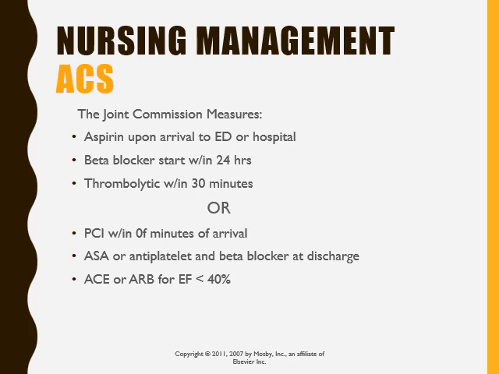Aspirin or antiplatelet or beta blockers will be prescribed so that the patient will get those prescriptions at discharge. And if their ejection fraction, which we'll talk about during heart failure, if the EF is less than 40%, they're going to be on an ACE inhibitor or an ARB.